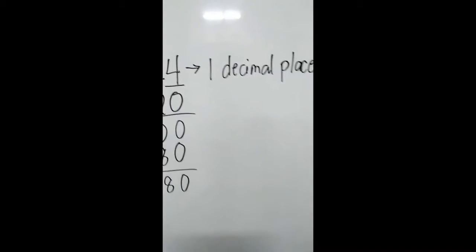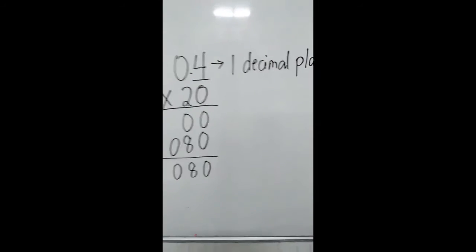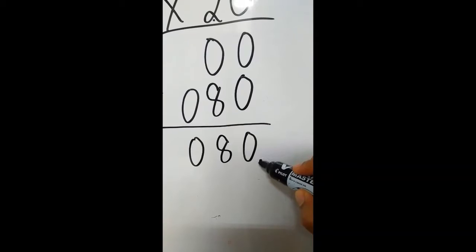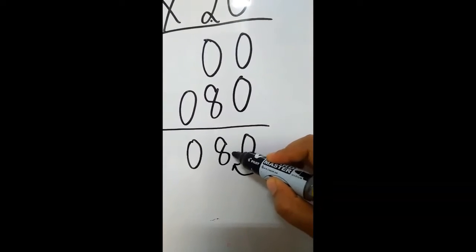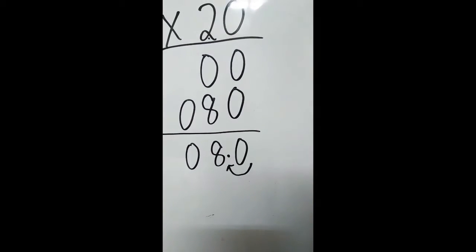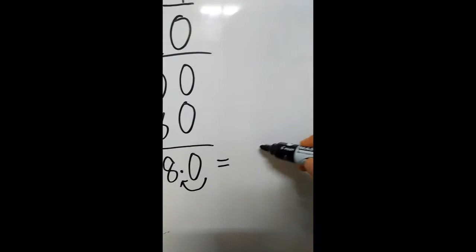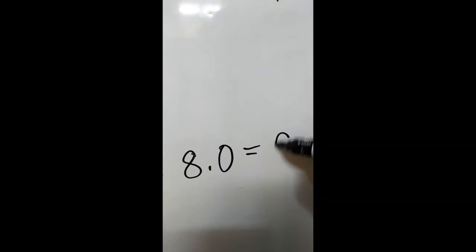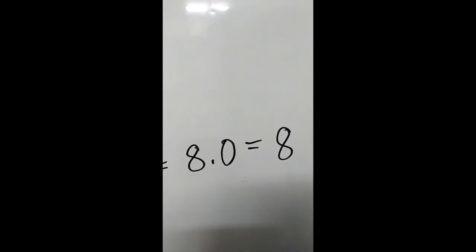We have 1 decimal place. It means on the answer here, we're going to have 1 decimal place. So just count 1 unit, then put the point. It means this is equal to 8.0, or simply 8.